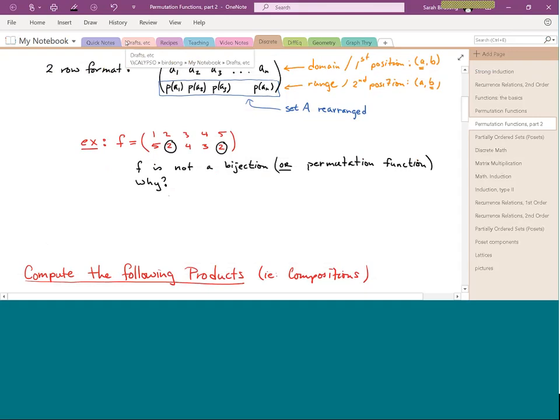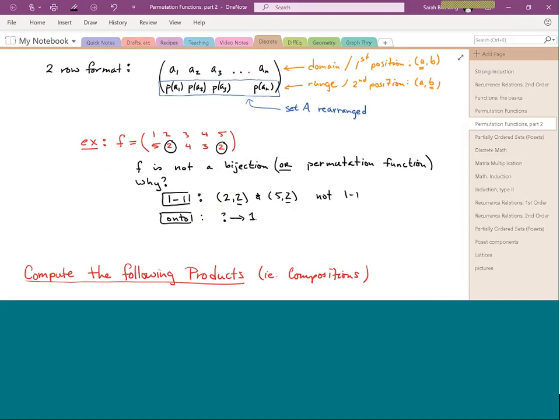So in terms of one-to-one, now just box it so it's easy to see where we're at. We've got 2 maps to 2, and we have 5 maps to 2. So this means we are not one-to-one. And in terms of onto, we don't have anybody being mapped to 1. In other words, you haven't actually got all your numbers 1 through 5 on that second row.